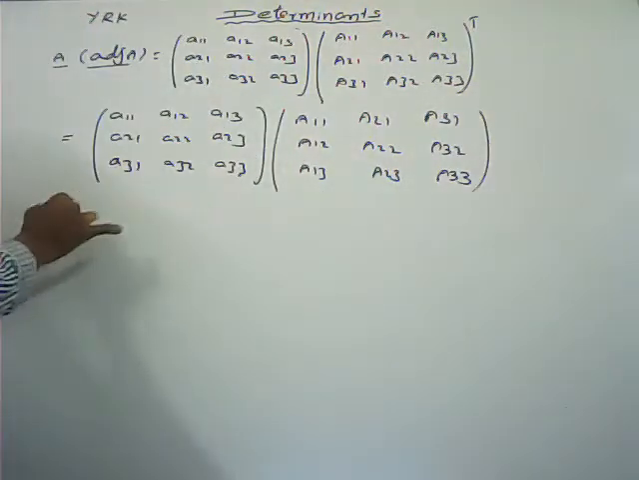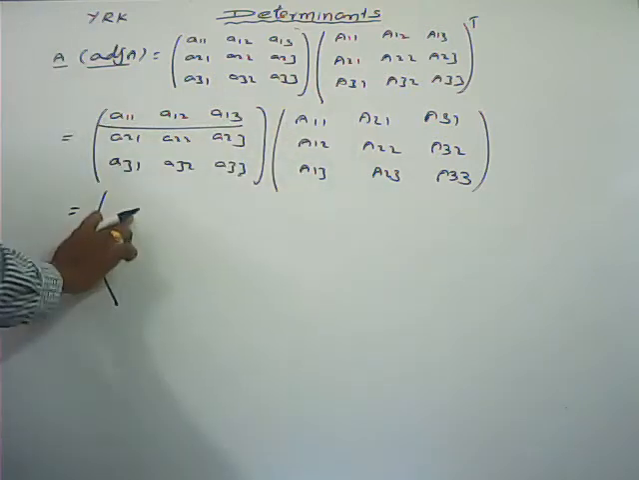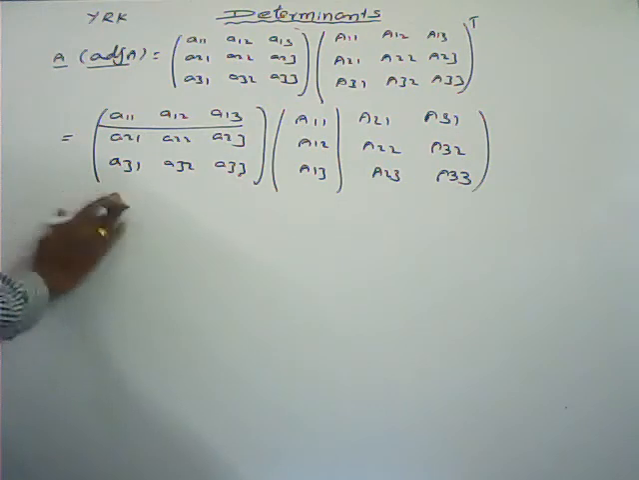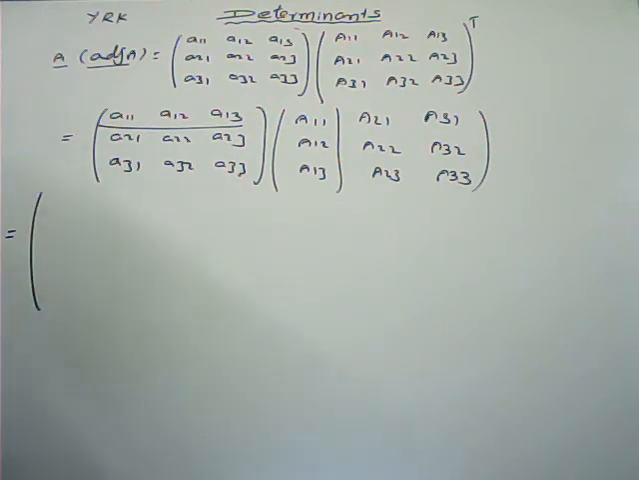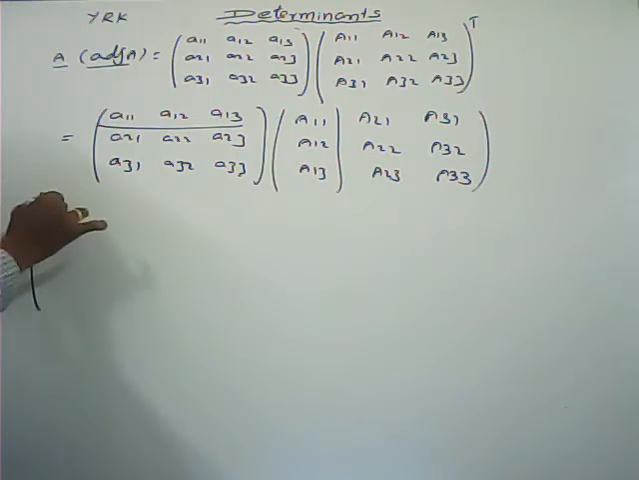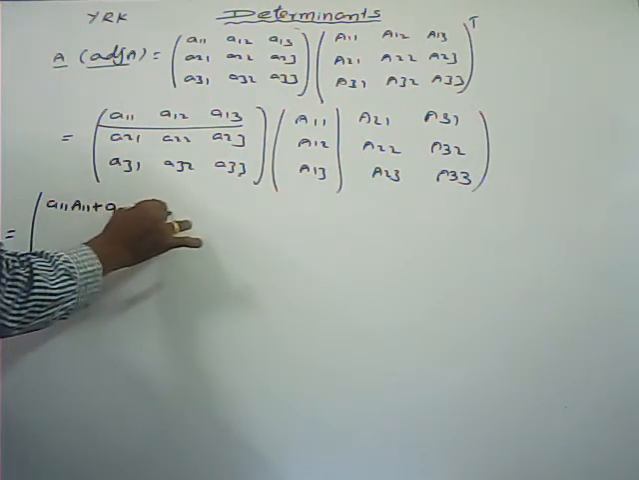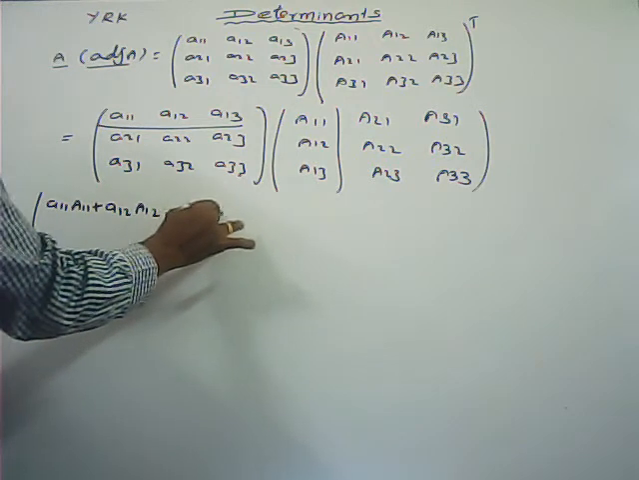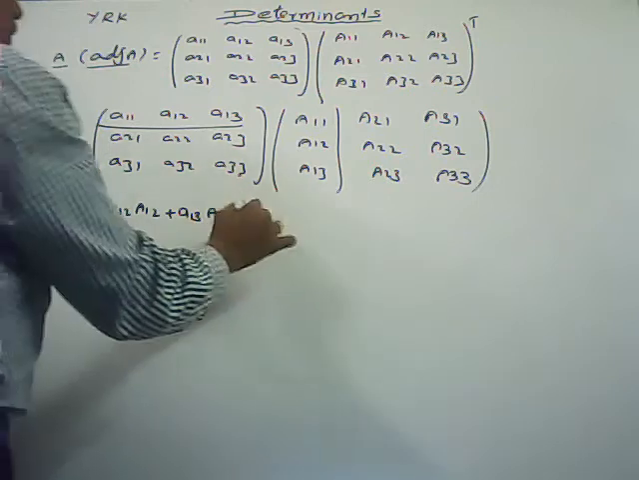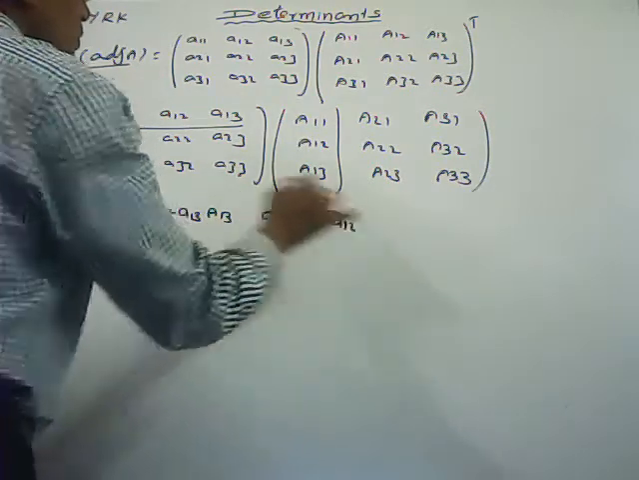Now you can multiply these two matrices. This is the first row, first column element. The first row should be multiplied by the first column, first element into first element: a11 into capital A11 plus a12 into capital A12 plus a13 into capital A13. Next, this is the first row, second column element: a11 into A21 plus a12.